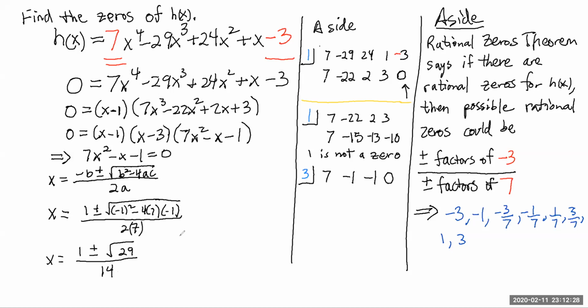So the zeros of h of x are 1, 3, and we got two more. 1 plus square root of 29 over 14. And we got what? 1 minus the square root of 29 over 14. And there you go.